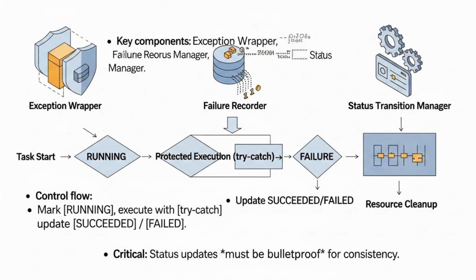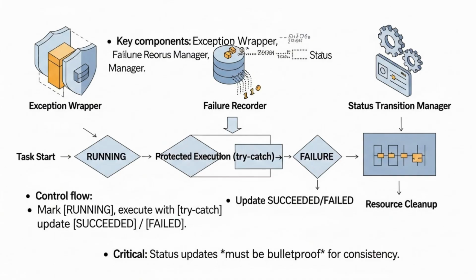When a task begins execution, our enhanced executor follows a precise control flow. It first marks the task as running, then wraps the actual task logic in that comprehensive try-catch block. If successful, the status updates to succeeded. If an exception occurs, it captures the error details and updates the status to failed. Crucially, a resource cleanup step ensures the executor thread is released regardless of the outcome.